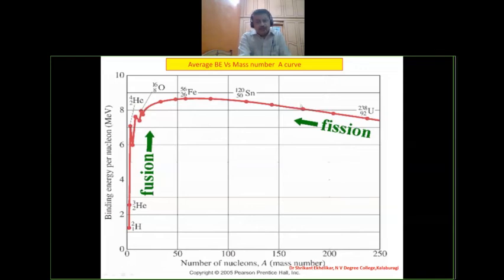Once again it drops from the maximum to 7.6 for uranium. So this value is 7.6 for uranium, so that you can split the nucleus into lighter particles, which enables fission. And the most important part is this region. First it is very linear: binding energy increases as mass number increases for light nuclei 1, 2, 3, 4, 5, 6, and especially for certain mass numbers.